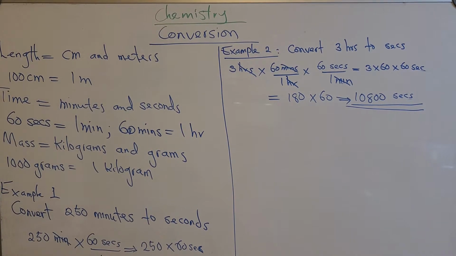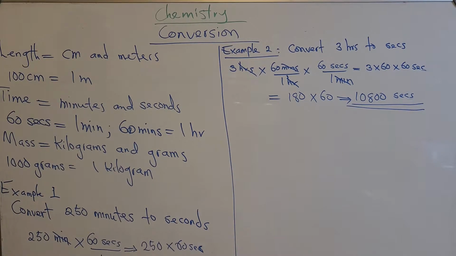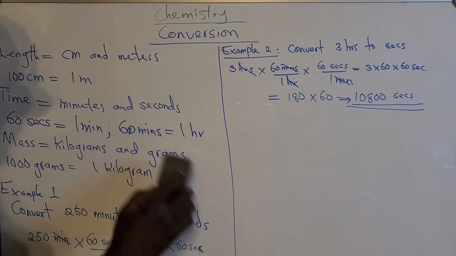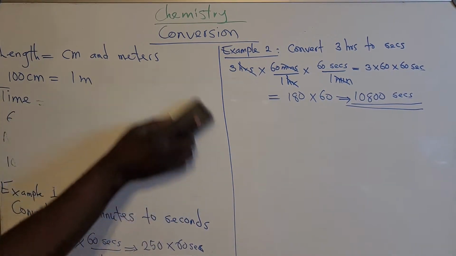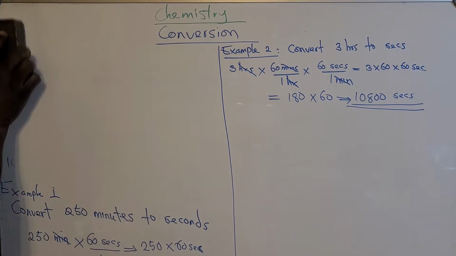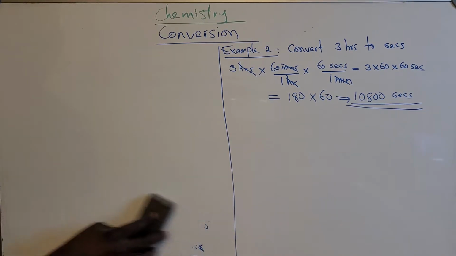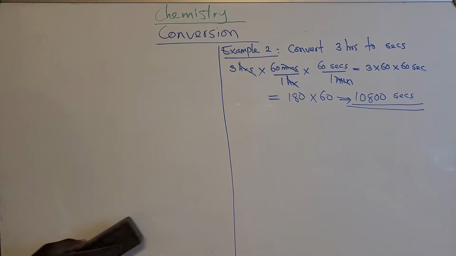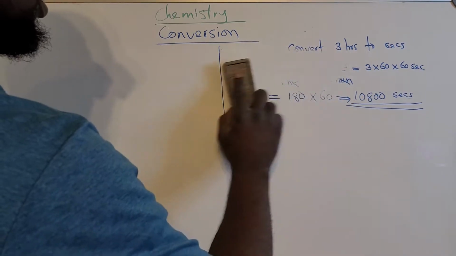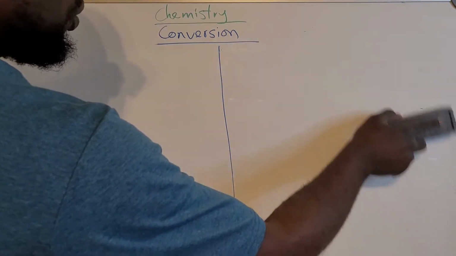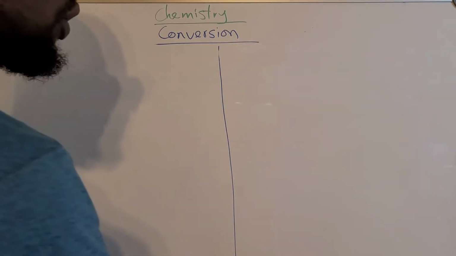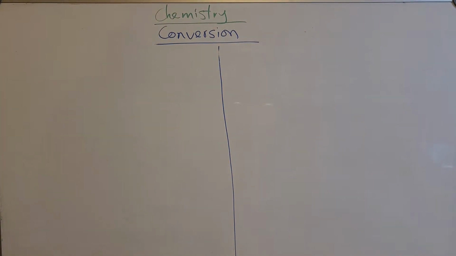Let's do other examples. This time around, I'm going to be working with a combination of SI units and non-SI units. So this is another example right here. I'm going to take this off. And one of the reasons why conversion is very important is that when you're doing SATs, ACTs, you're going to come across questions where they want the answer in a specific unit, and you must know how to move from one unit to the other, okay?